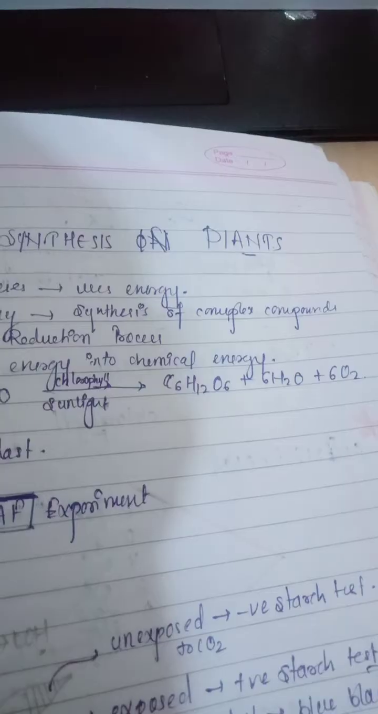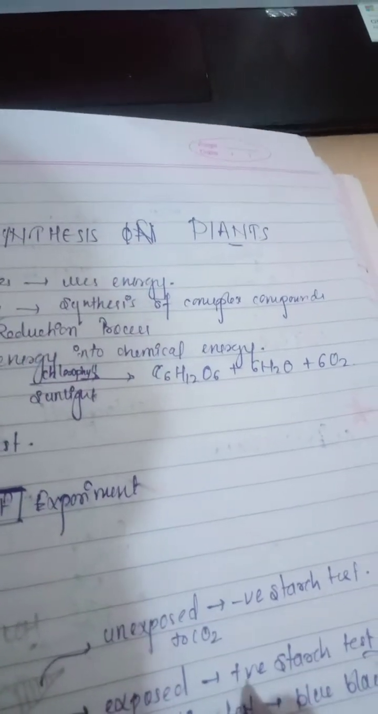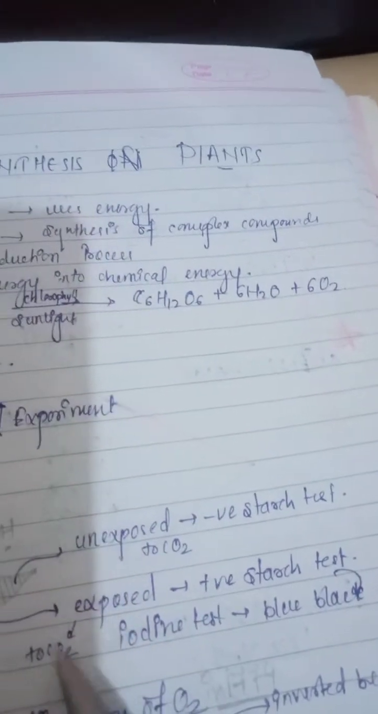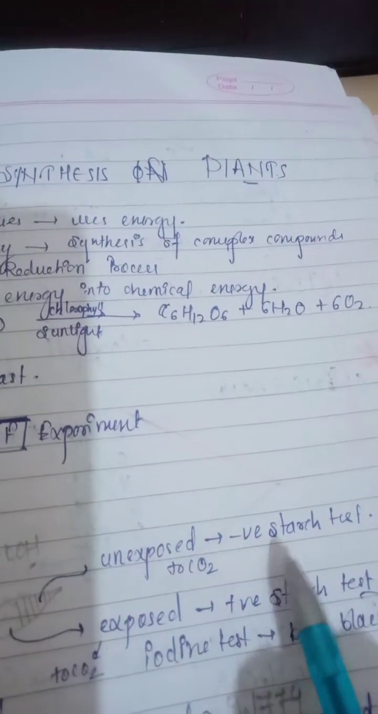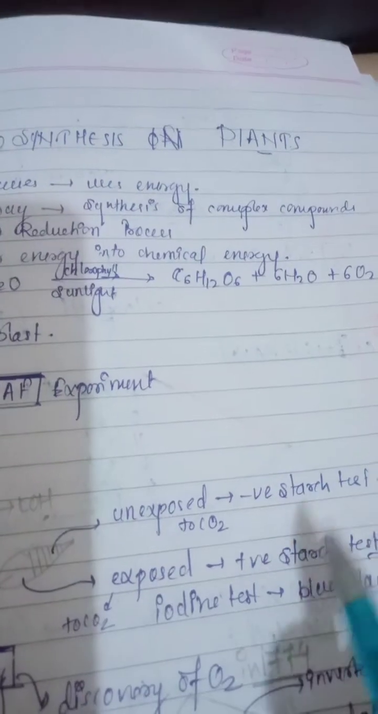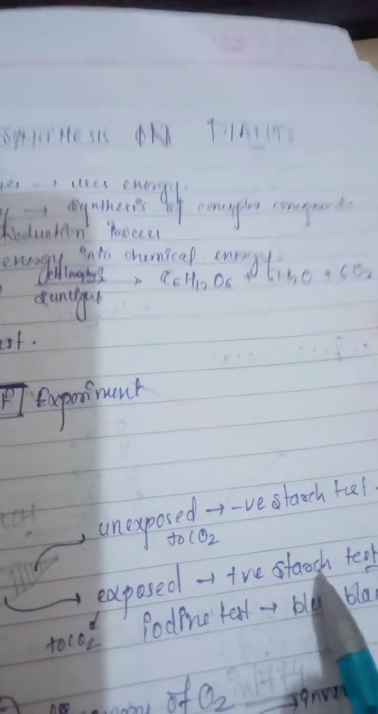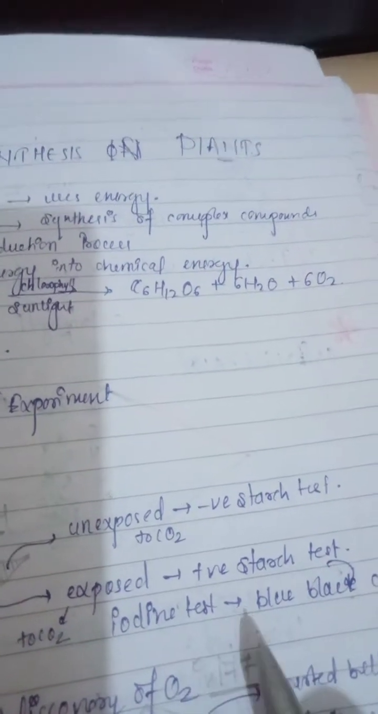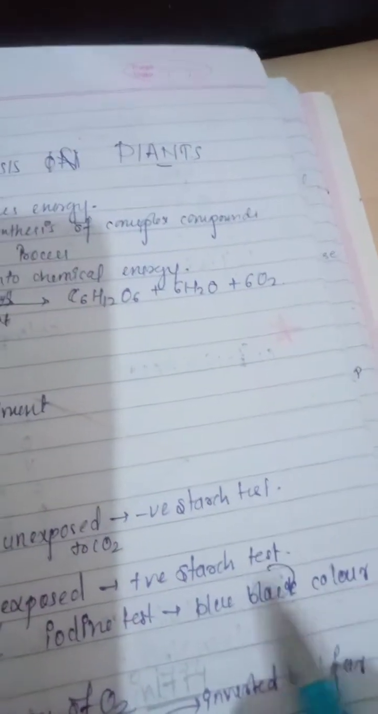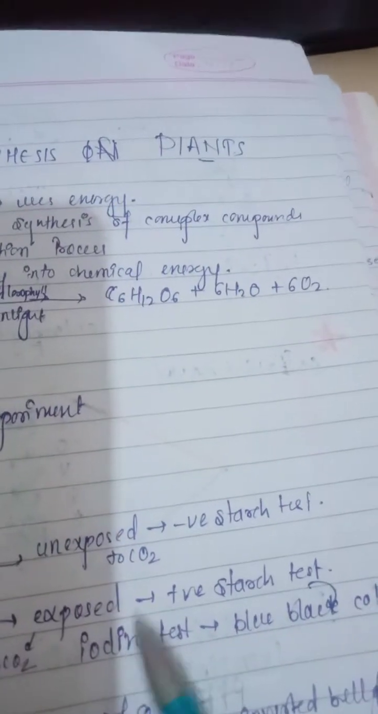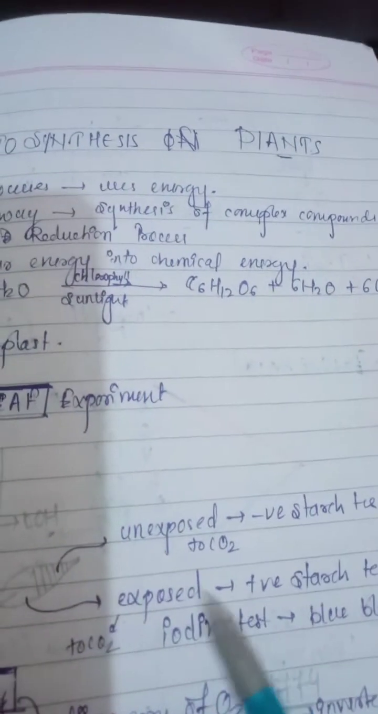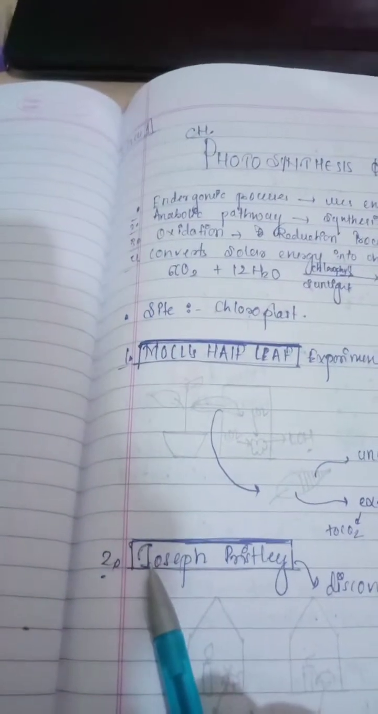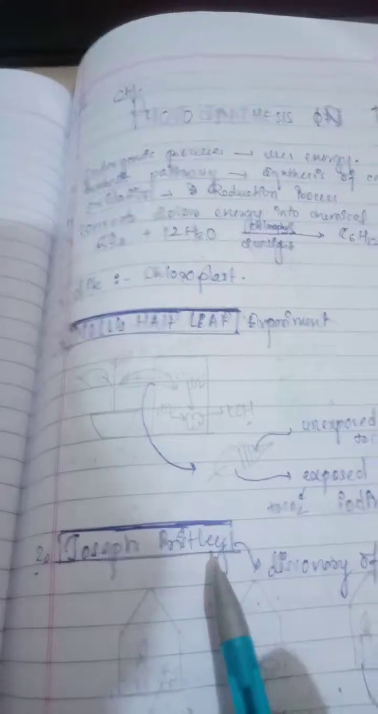So the half which is exposed gives a positive starch test, and the half which is unexposed to CO2 gives a negative starch test. The starch test is an iodine test, which gives a blue-black color when iodine is dropped on the leaf.